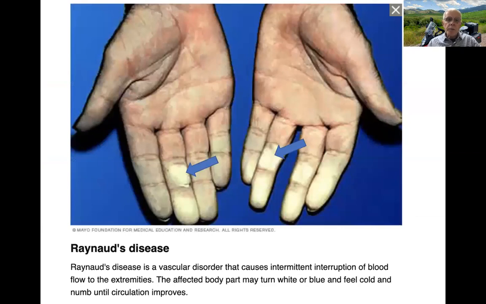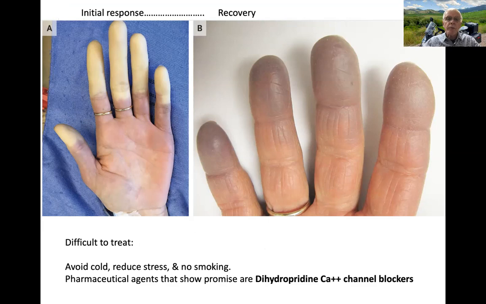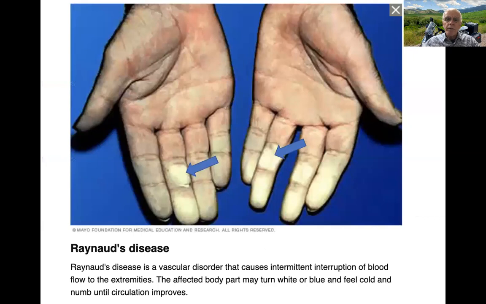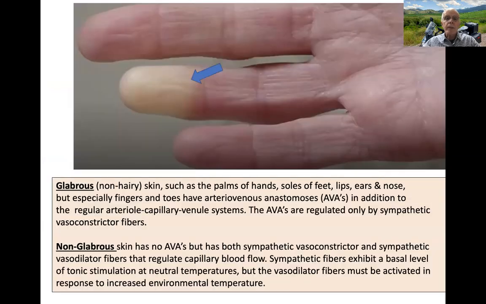A couple more pictures of this. Here's one, again, showing just portions of the fingers turning white. Interestingly, the thumbs are often spared. I know this last person, their thumbs were even affected by this. But in the great majority of cases with Raynaud phenomenon, the thumbs are spared. But again, that's just selective regions where you get intense vasospasm of the arteriovenous anastomoses, as well as the arteries that lead to the skin.